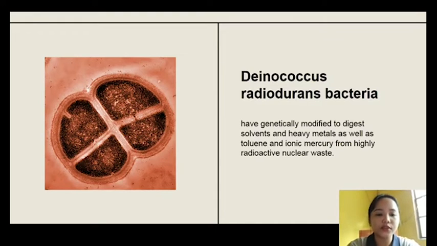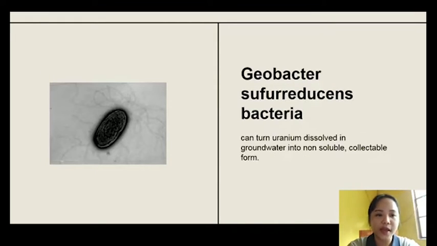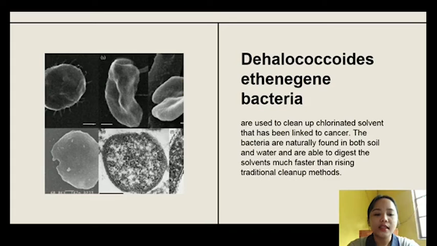Next is the Geobacter sulfurreducens bacteria. This microbe can turn uranium dissolved in groundwater into a non-soluble, collectible form. Lastly, the Dehalococcoides ethenogenes bacteria. These microbes are used to clean up chlorinated solvents that have been linked to cancer. The bacteria are naturally found in both soil and water and are able to digest the solvent much faster than traditional cleanup methods.